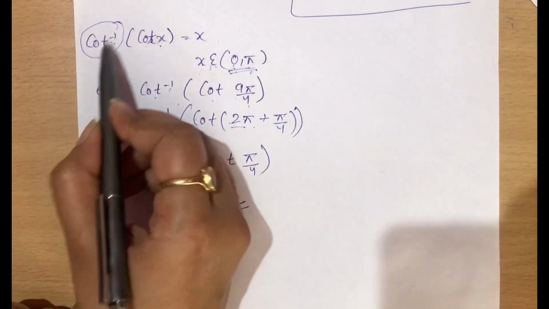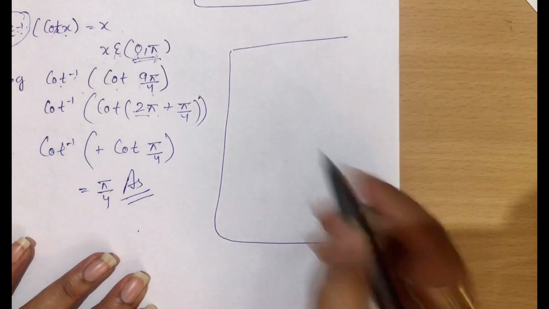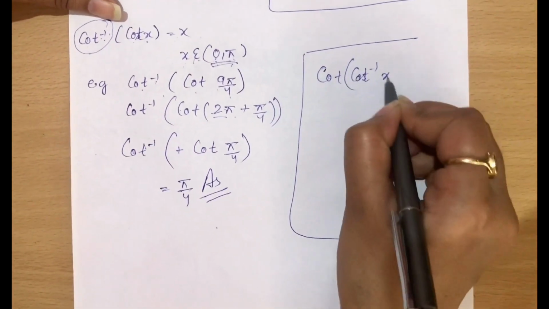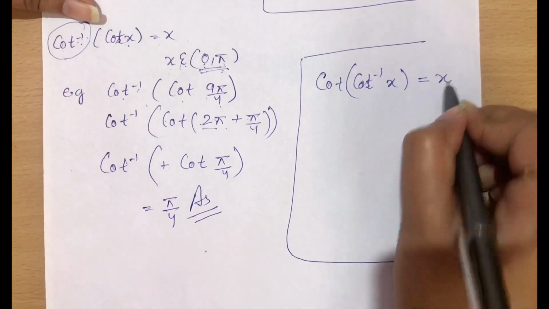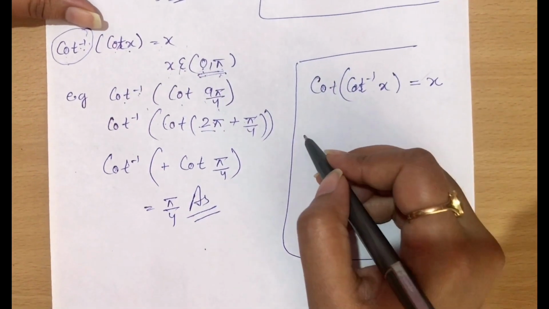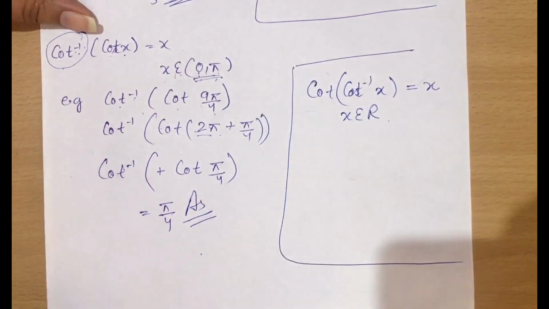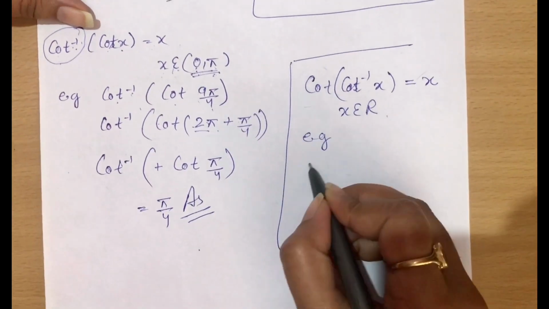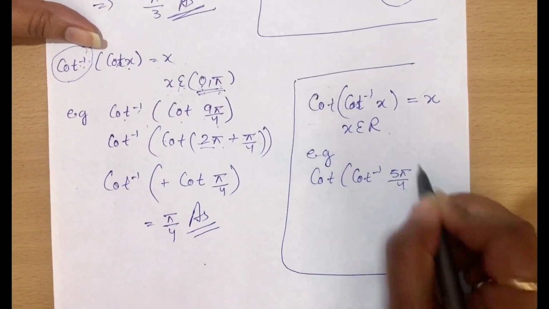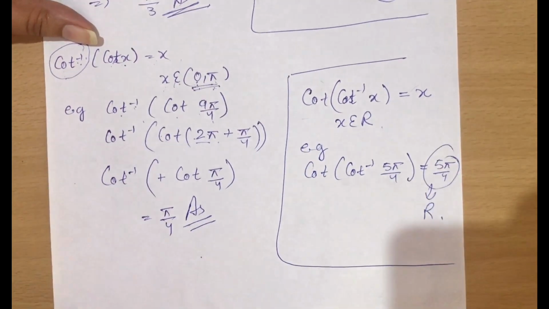The principal range of cot inverse is 0 to pi. And again students, if I take an example, this is cot of cot inverse of x. Can we write this is equal to x if this x belongs to the range of cot? And the range of cot is what? All real numbers. For example, if I write cot of cot inverse of 5 pi by 4, this will equal 5 pi by 4 because this is a real number.